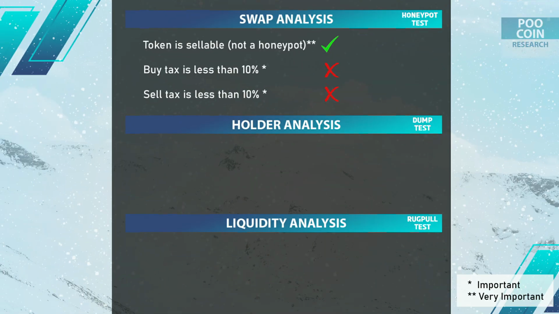Swap analysis results. There is no indication of a honeypot for now, but no guarantee for the future, because the contract is not renounced. Developers can change the contents of the smart contract, including disabling selling. Buy and sell tax is high, 14%: 2% reflection for holders, 4% for liquidity, 6% for marketing, and 2% for team and development.